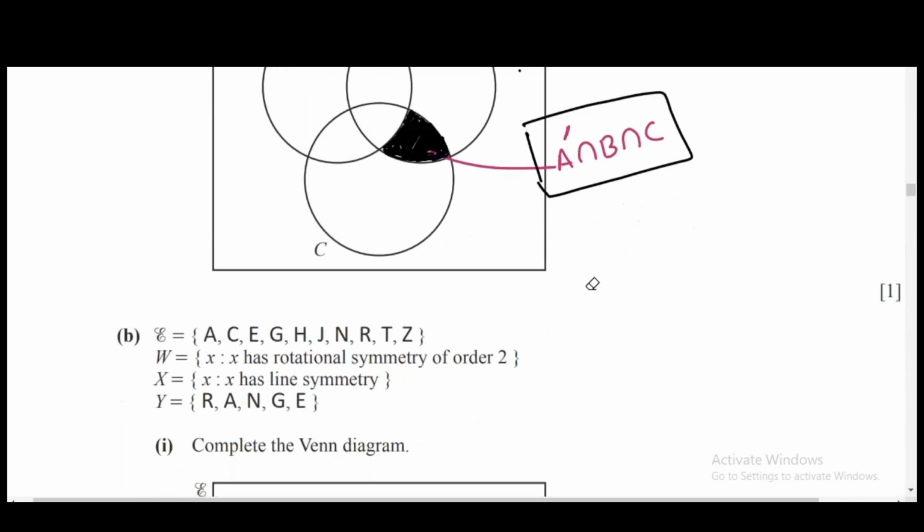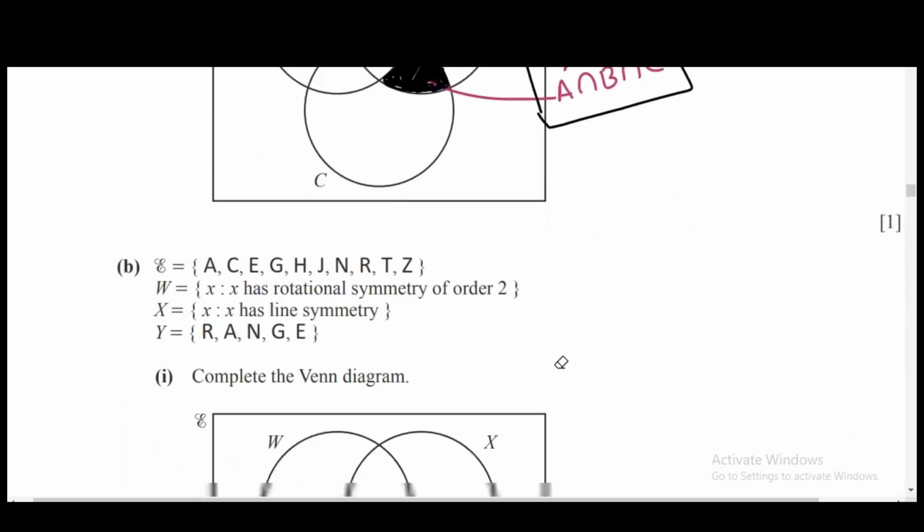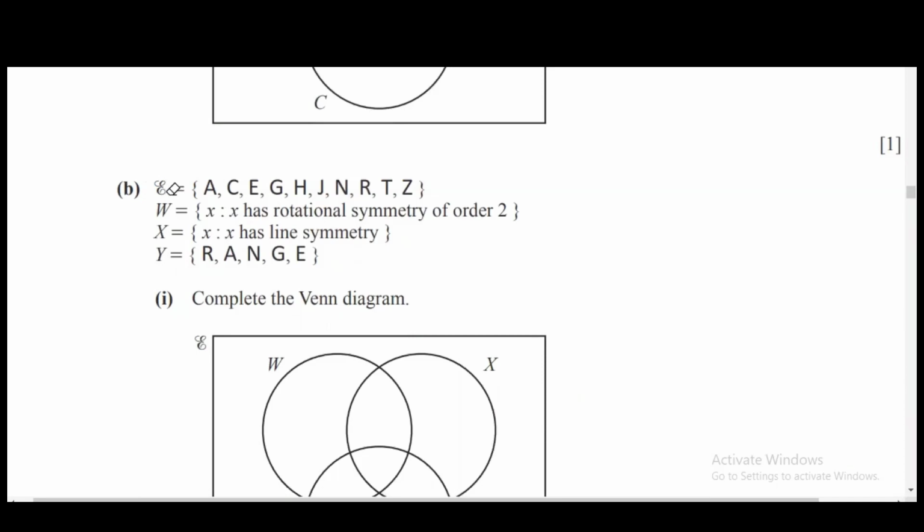Now part B. This was a 1 mark question. In part B, the universal set is A, C, E, G, H, J, N, R, T, and Z. And the set W has rotational symmetry of order 2. So you should know the idea of rotational symmetry, but I'm going to help you here. The letters A, C, E, and H, and so on.